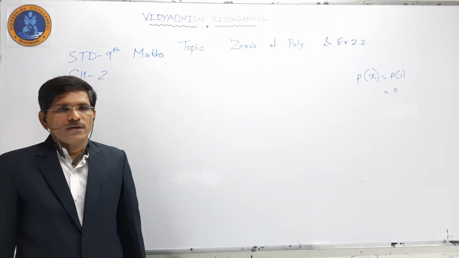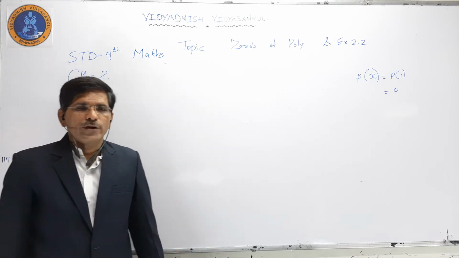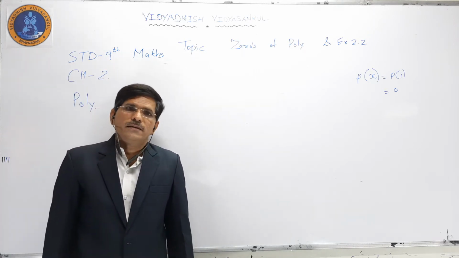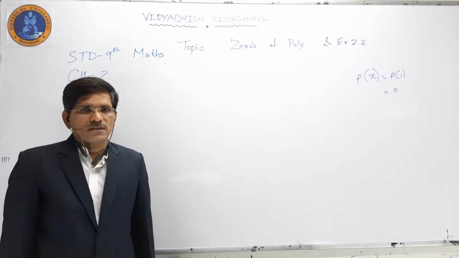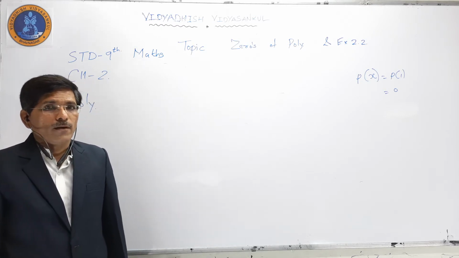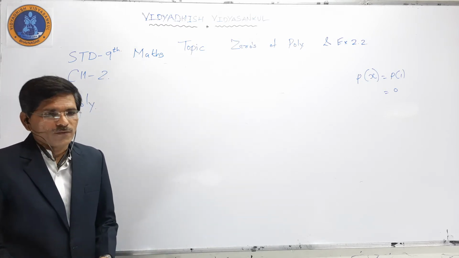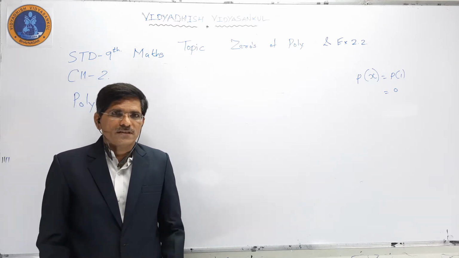what a polynomial is, the coefficient of a polynomial, the degree of a polynomial, and the types of polynomial. So today we want to discuss zeros of polynomial. Before we start, we have to discuss what the meaning of it is.